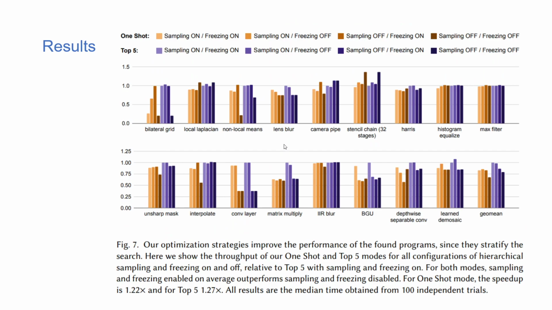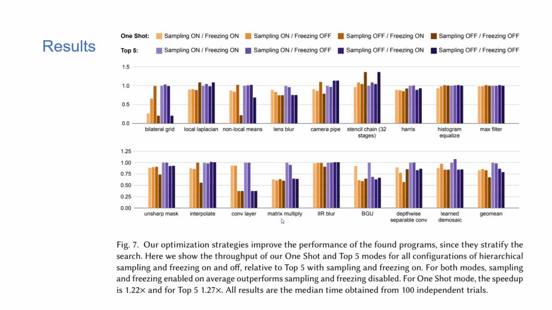In here we can see the throughput of the schedules with one-shot and top 5. The one-shot is the orange one, and the other one is the purple one. The darker means that you're not using hierarchical sampling and not using freezing, and the lighter is that you're using both of them.